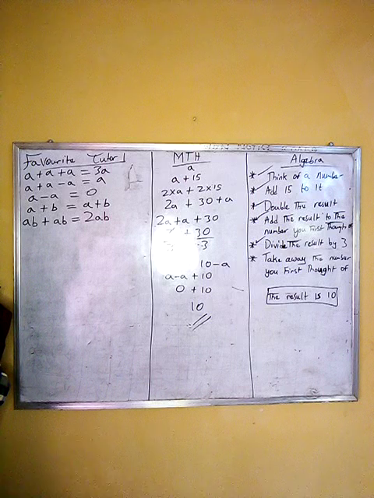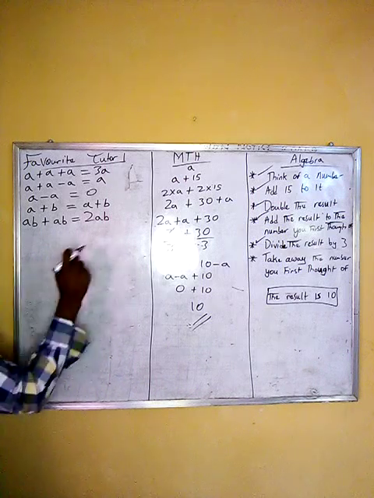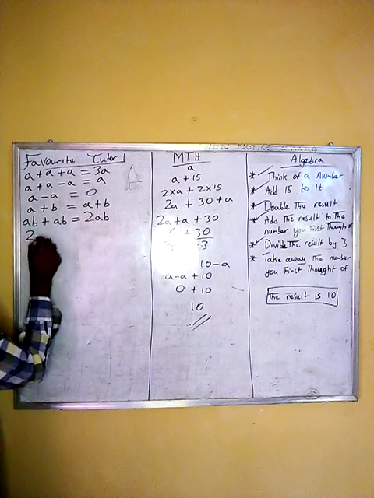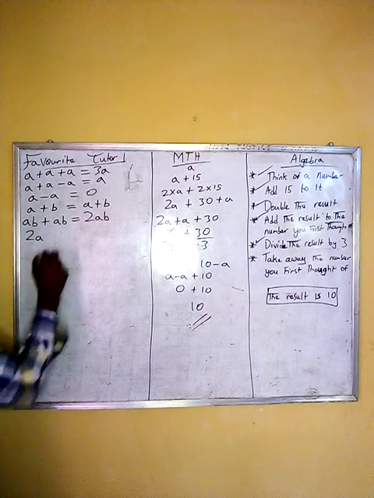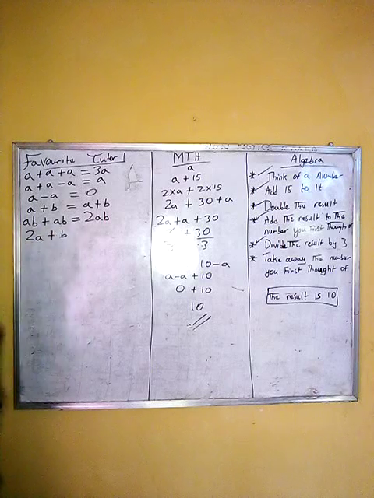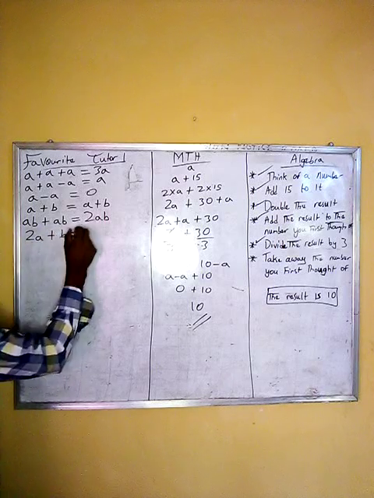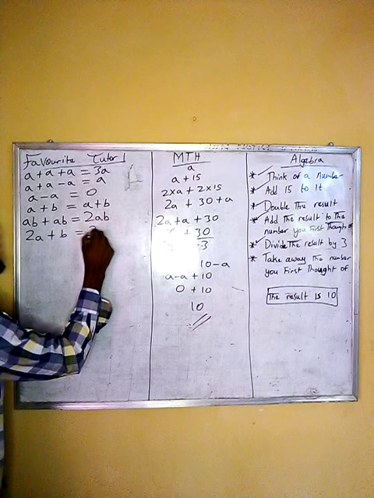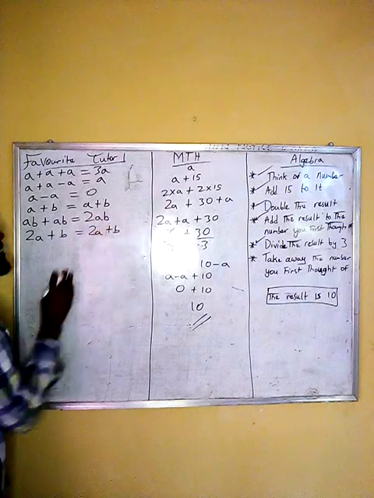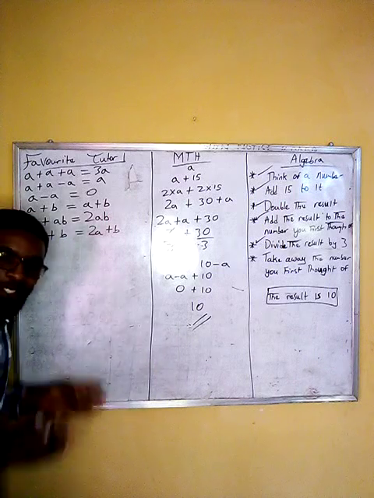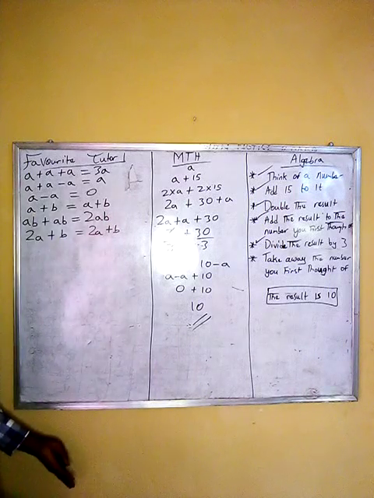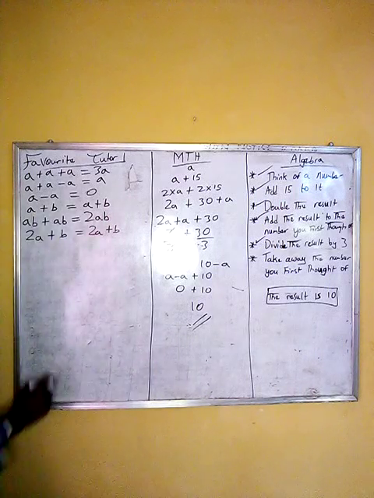If I say 2A plus B, now this is the same thing as 2A plus B. They are not like terms, so they cannot be added. They remain the same. Just leave it like that. Is that clear? Yes, sir.